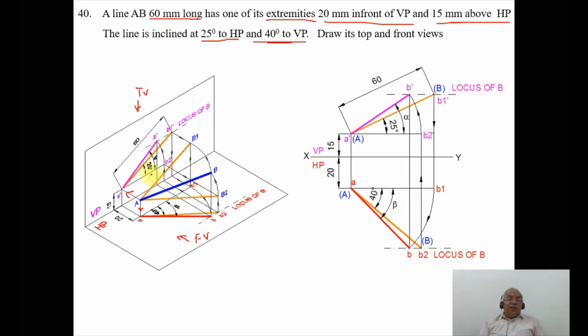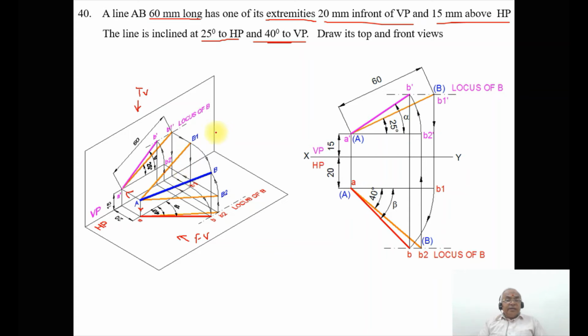Similarly, you take the true length of the line, that is, the top view of the true length of the line which is on VP. As we rotate with A as center, taking the radius of AB1, you rotate it such that it is going to cut the locus of B in the top view here.